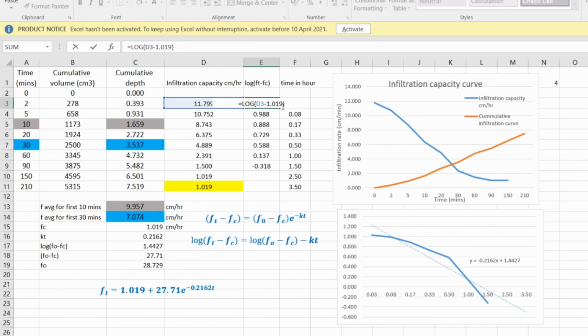1.019 is representing my Fc. So I have solved what is Ft minus Fc for all the durations. Okay, I have calculated this. Next, I cannot use this time duration. Why can I not use this time duration?